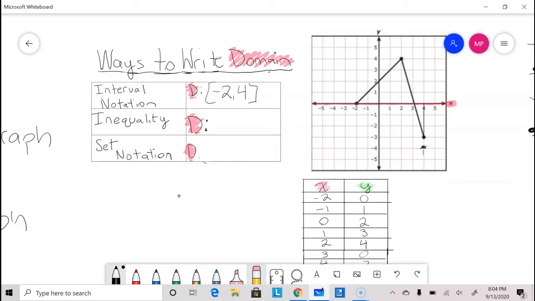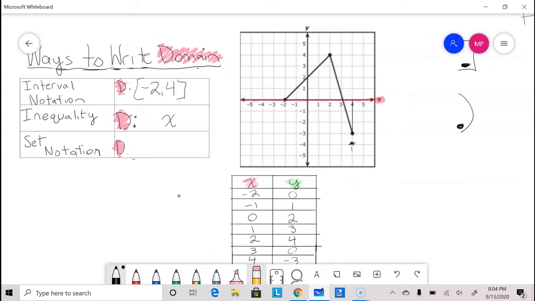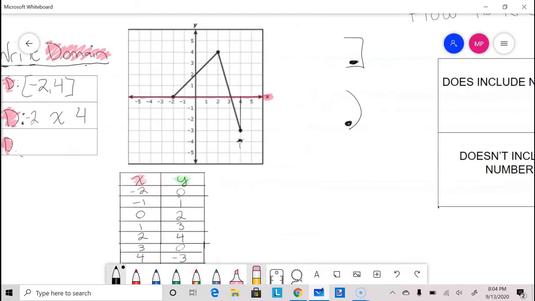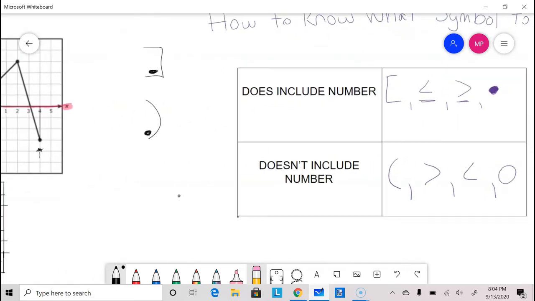So now we're going to talk about the inequality. Now, when you think of inequalities, you should think of less thans and greater thans, less than or equal to and greater than or equal to. So based on the two numbers we use, we know that the numbers aren't going to change. We know that it's going to be -2 and 4. But now we need to figure out whether or not we need to use greater than or equal to or greater than. So we'll go back.